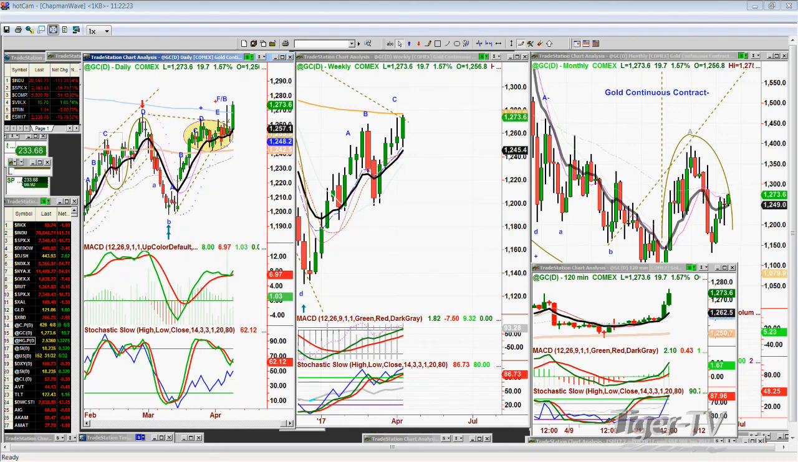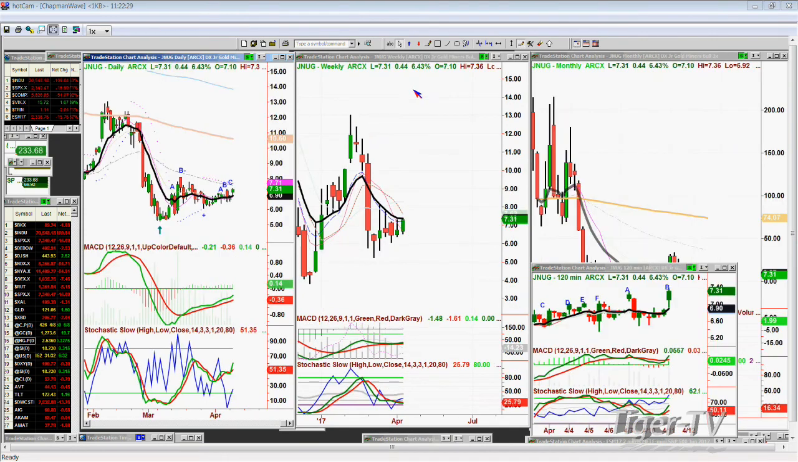But if it's looking at a bigger picture, JNUG, this is the DX Junior Gold Miners Bull 3 times. So you really get impact here. It's up 6.4% at $7.30. And if you look at it, I've got a little inside A to B to C.